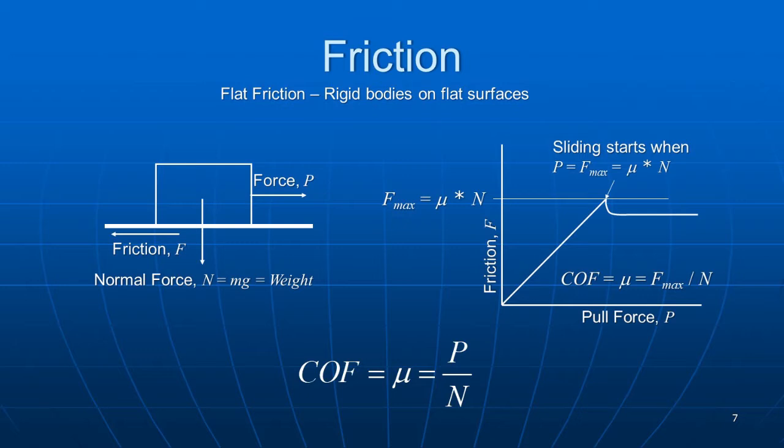Now, if we pull harder, it will slide and accelerate. In fact, the coefficient of friction will drop a little bit once it starts sliding. What comes out of this is the formula where coefficient of friction, mu, is constant and it's proportional to the pulling force divided by the normal force.